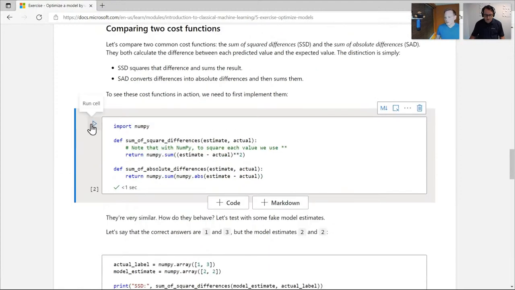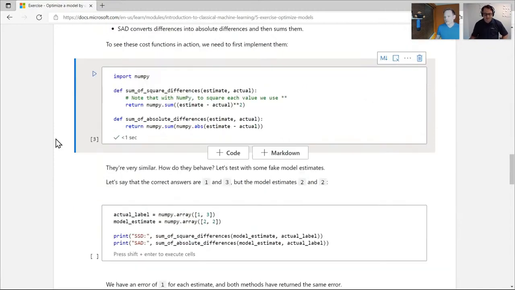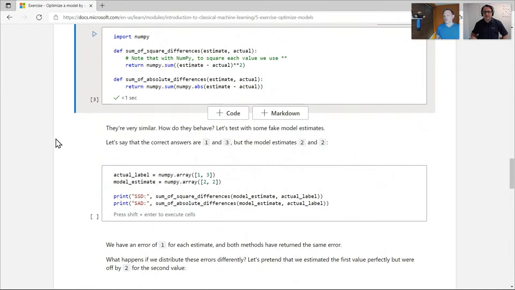So let's go ahead and run that. That's really just going to define the particular methods in this particular case. These are essentially going to be our two different cost functions that we're going to compare and contrast here.